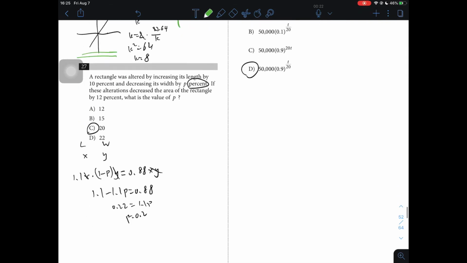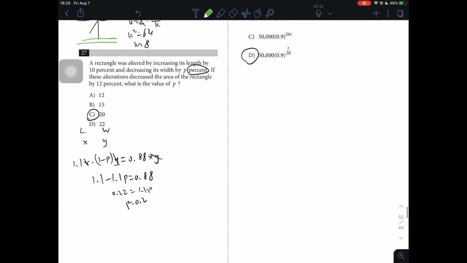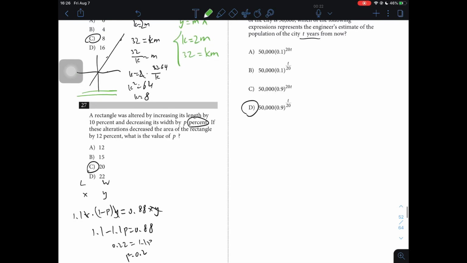So for question number 27, remember, they already put percent here. Remember that. So you don't have to leave it as percent. You only need to write the number.